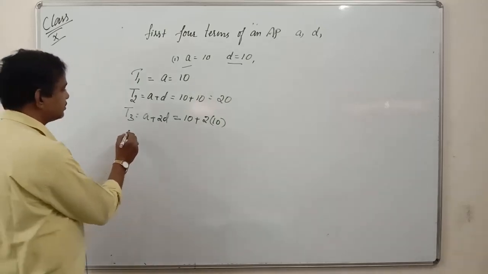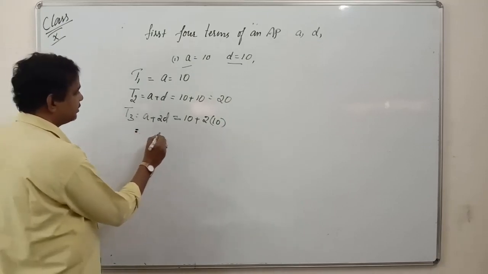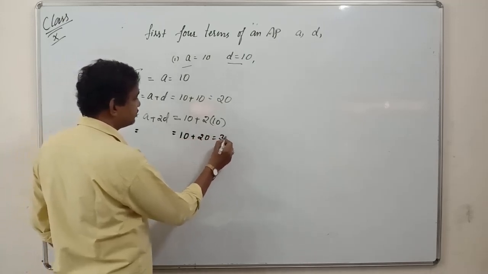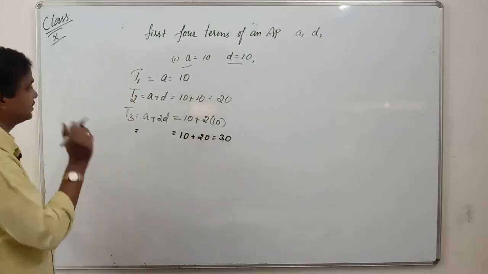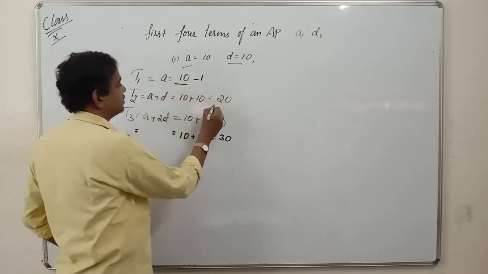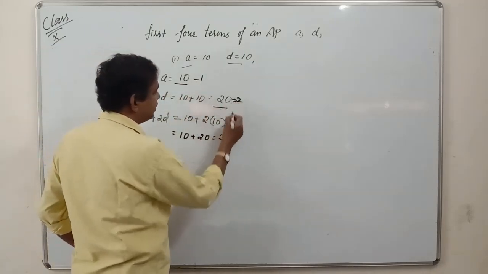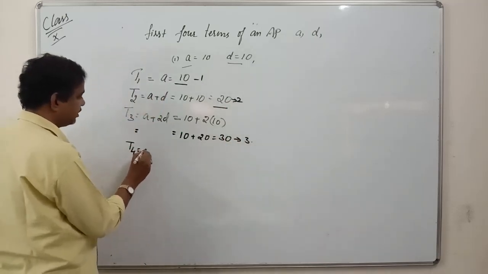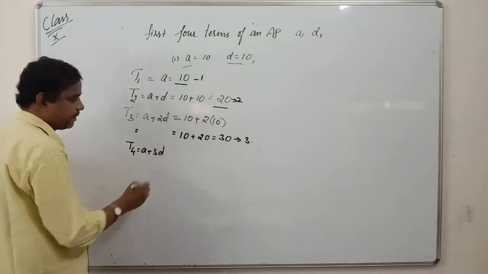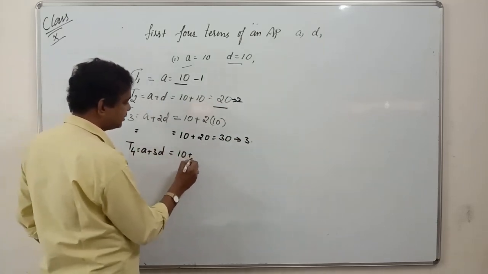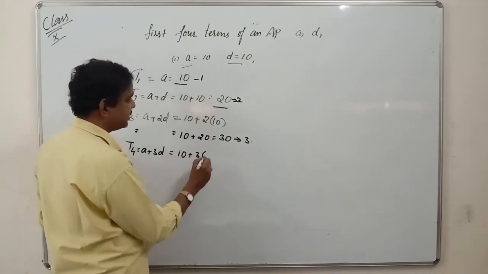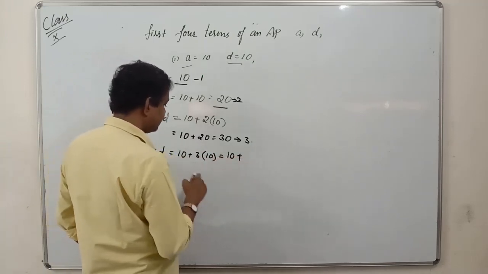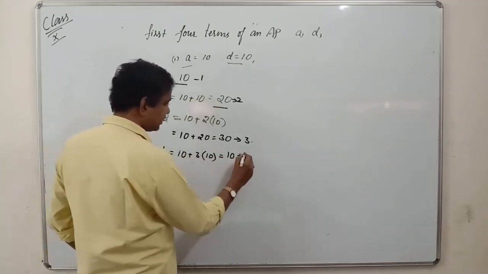D is 10. So this equals 10 plus 20, which is 30. Four terms are asked: this is the first term, this is the second term, and this is the third term. The fourth term will be T4 equals A plus 3D, which equals 10 plus 3 into D. What is the value of D as given? 10. This equals 10 plus 3 into 10, which is 30.